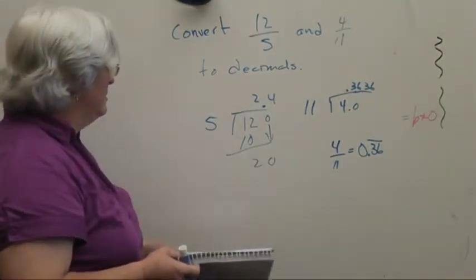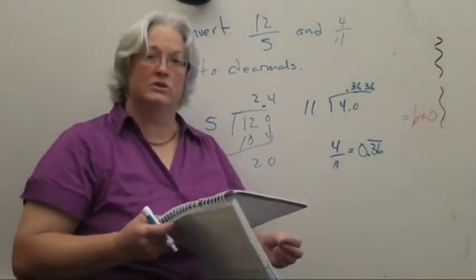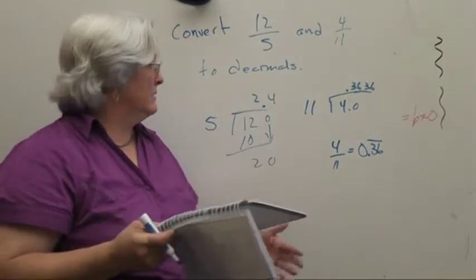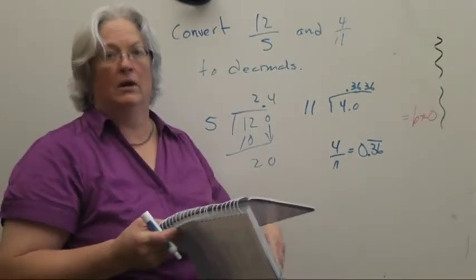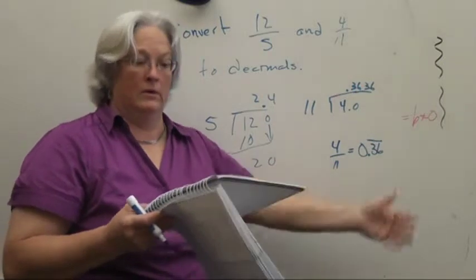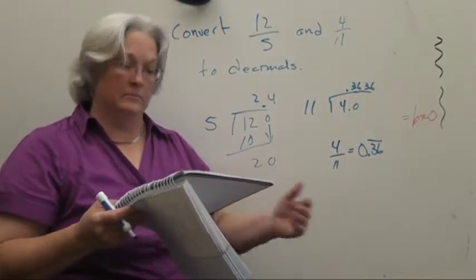Example 3. Which one of these rational numbers terminate? Which ones of them repeat? You do the division. If they end, then they terminate. If there's a pattern, then they repeat. Okay?